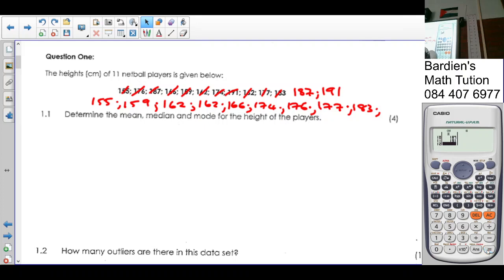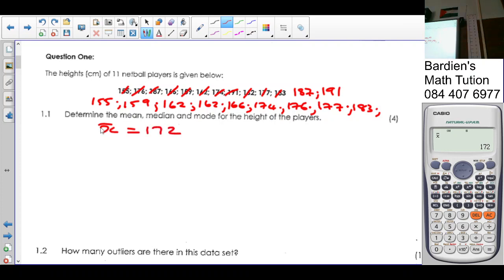Okay? Thereafter we press AC, all clear. We store the data like that. Into the calculator we press shift, 1 for stat, 4 for variance. 2 is your mean and 3 is your standard deviation. So your mean is 172. Is that correct? Yes. 172.